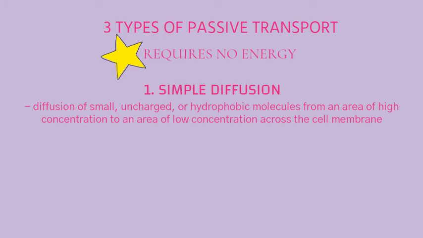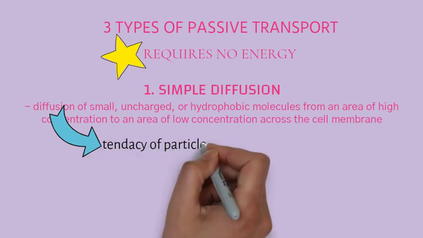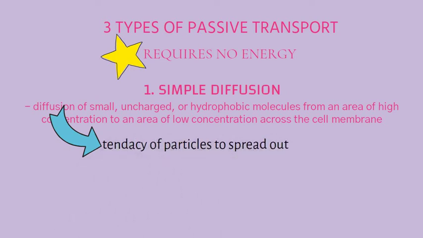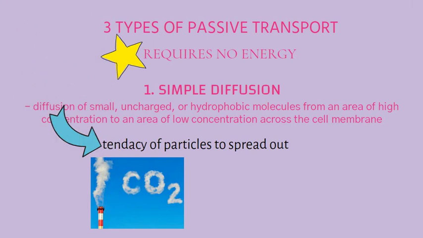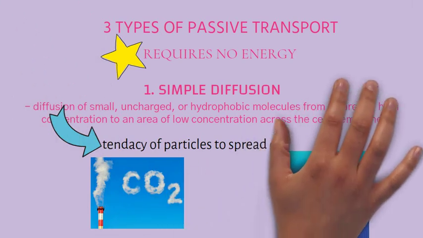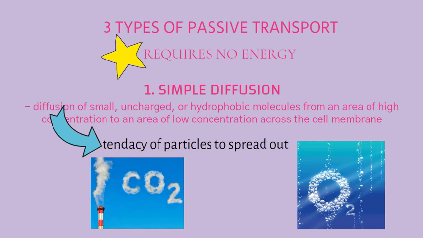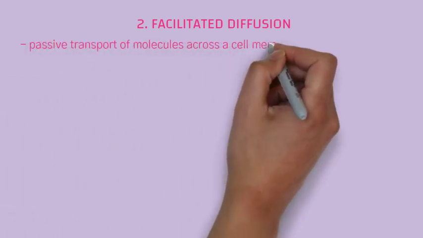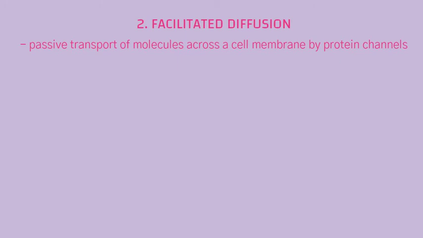The word diffusion means the tendency of particles to spread out. Molecules like CO2, carbon dioxide, and O2, oxygen, are examples of molecules that move by simple diffusion. Next up is facilitated diffusion. Facilitated diffusion is the passive transport of molecules across a cell membrane by protein channels. Facilitated diffusion is basically simple diffusion, but molecules travel through a protein instead of directly through the cell membrane.